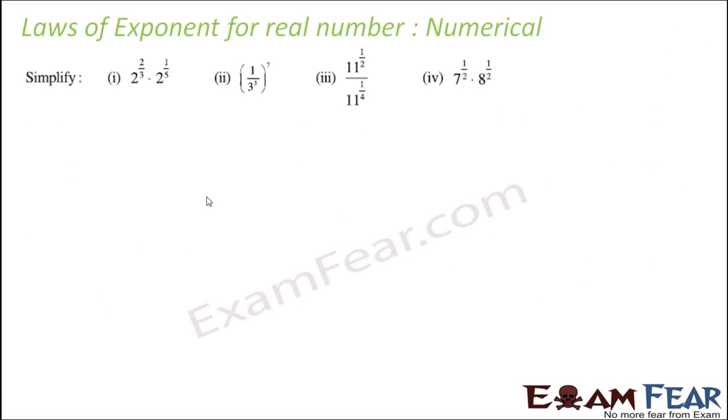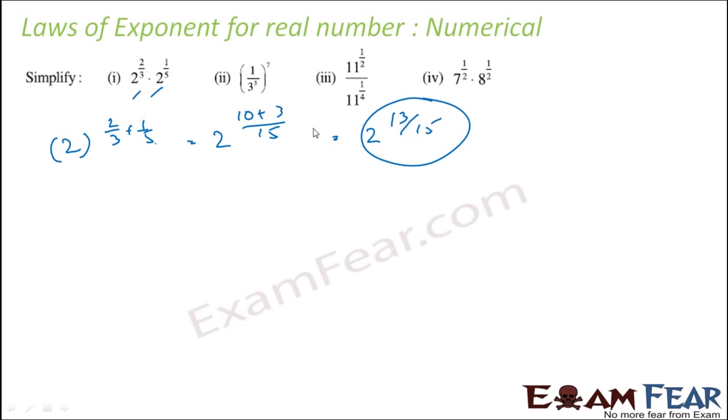Let's simplify a few more. So this 2 is common and this is 2 by 3, this is 1 by 5. This will be nothing but 2 to the power 2 by 3 plus 1 by 5. a to the power m, a to the power n. This is nothing but 2 to the power, the LCM is 15, this becomes 5 into 2 that is 10 and this is 3. This is 2 to the power 13 by 15 and that is my answer.